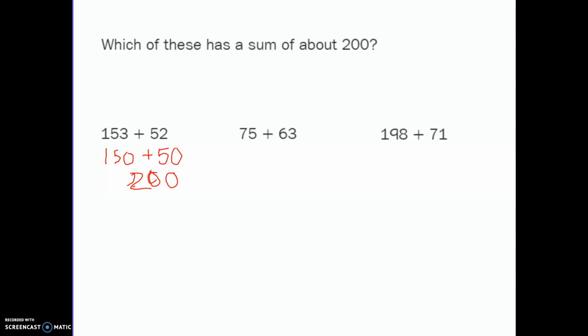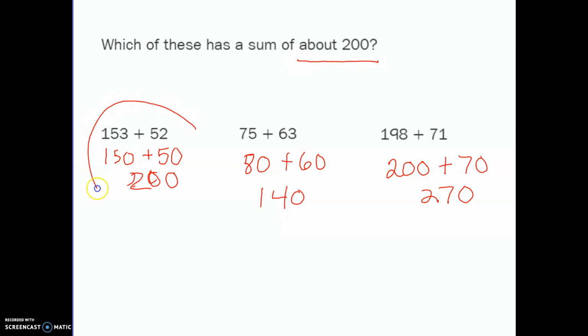75, I'm going to round that to 80, and I'm going to round 63 to 60. I'm going to add 80 plus 60. I know that's 8 tens and 6 tens, so that's 140. Last over here, I have 198. Well, I'm going to round that to 200, and I'm going to round 71 to 70. Add those two together, and I've got 270. So when I go back and look at my problem to see which has a sum of about 200, it's going to be 153 plus 52.